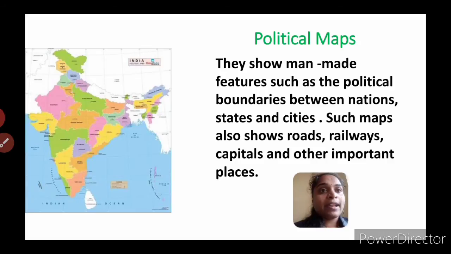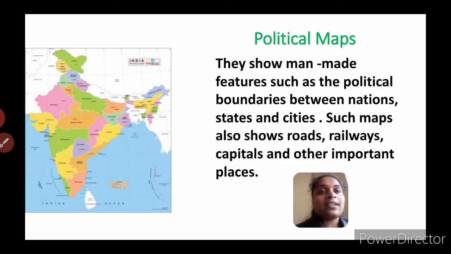They show man-made features such as the political boundaries between nations. In the political maps, we are going to learn about political boundaries, the parts of the places. We can understand the boundaries of nations, states, cities, etc. by this political map. Such a map also shows roads, railways, capitals, and other important places.